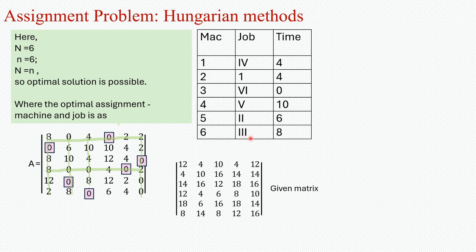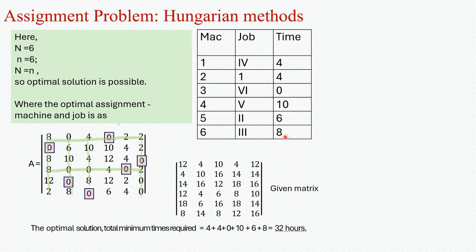The optimal solution, total minimum time required is equal to 4 plus 4 plus 0 plus 10 plus 6 plus 8 equals 32 hours.